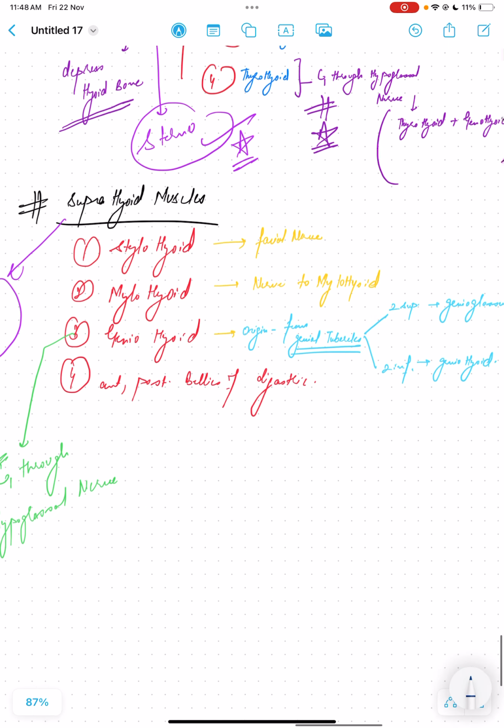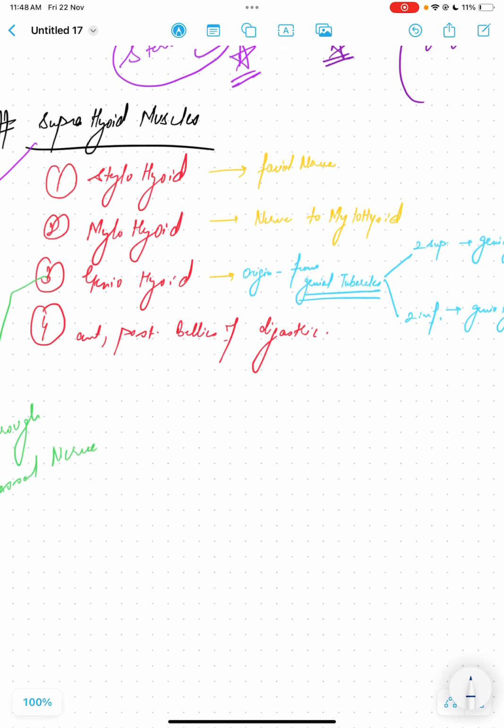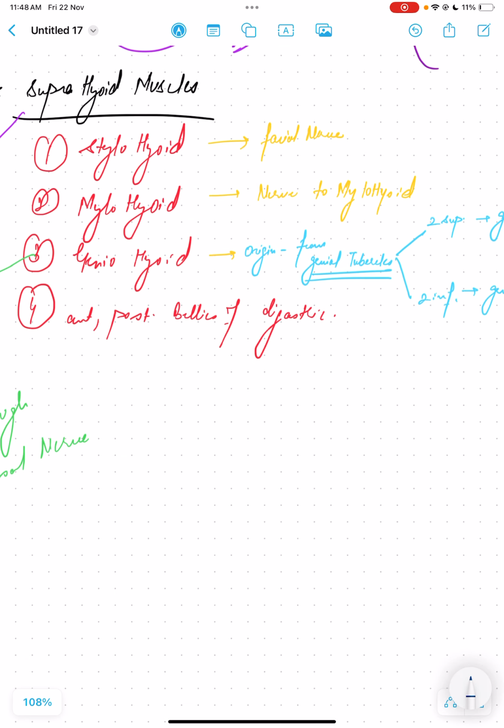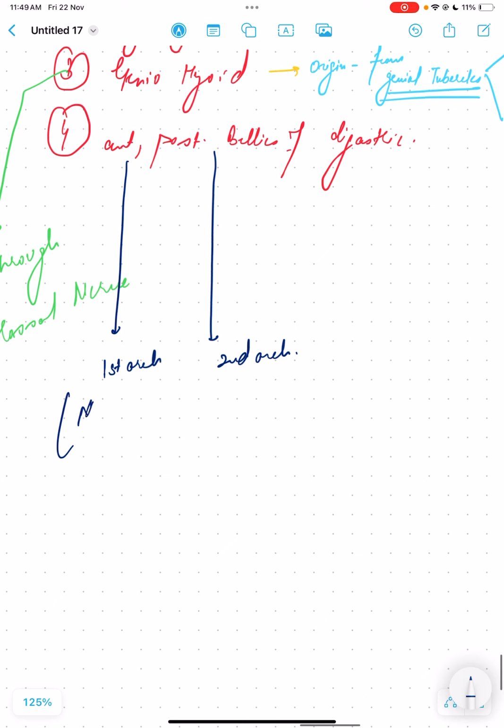And the fourth one is the anterior and the posterior belly of digastric. In my second video of embryology, I have taught where the anterior belly and the posterior belly of digastric are derived from. I am mentioning it here also, but please do watch that video also. The anterior belly of digastric is derived from our first arch, and the posterior belly from our second arch. So the nerve supply of the anterior belly is the mandibular nerve, and the nerve supply of the posterior part is the facial nerve.